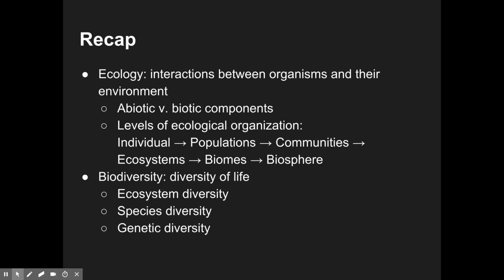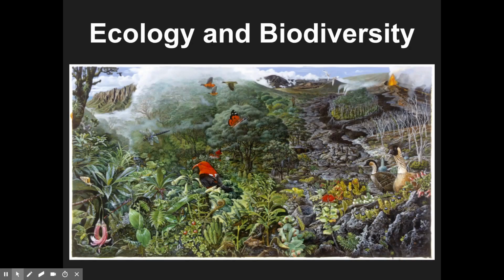And then we talked about biodiversity, or the diversity of life on Earth. And we looked specifically at 3 different levels. We looked at ecosystem diversity, species diversity, and genetic diversity. And so that's it for our introductory video on ecology and biodiversity.